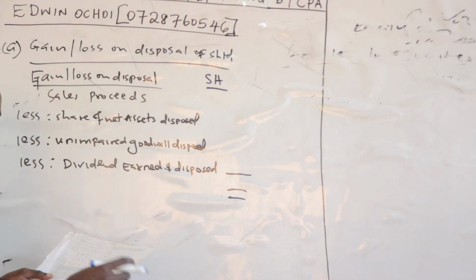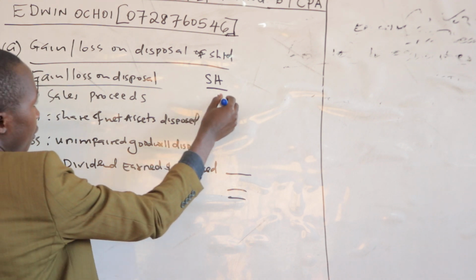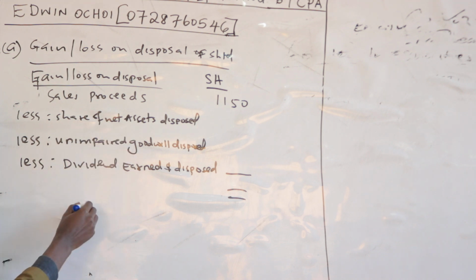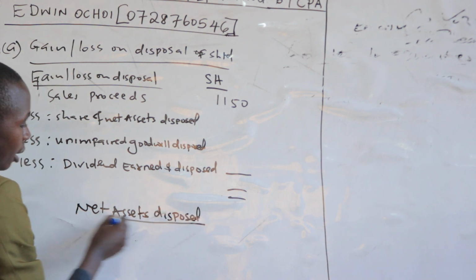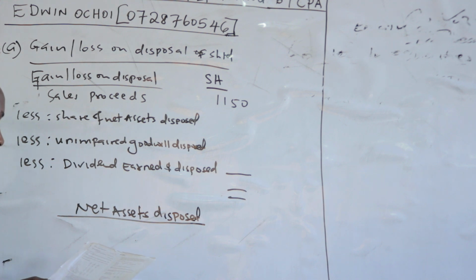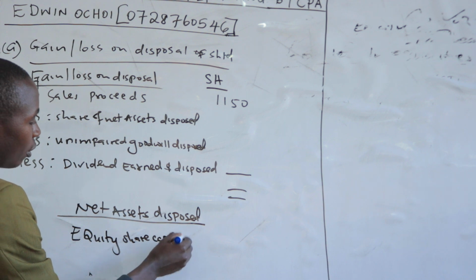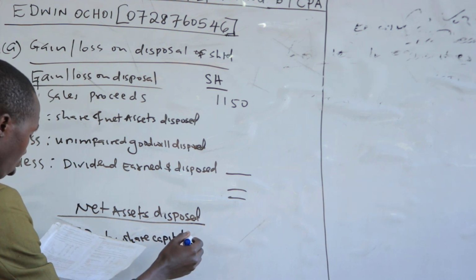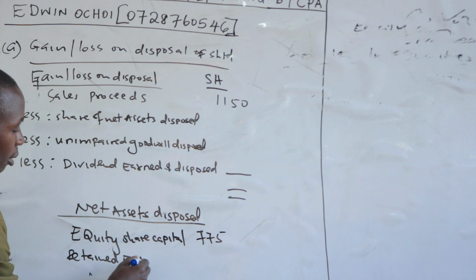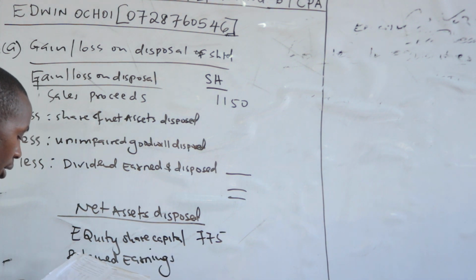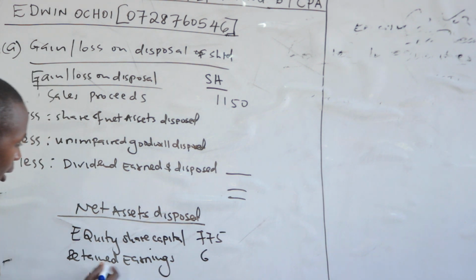So this is how I check for the gain or loss on disposal. The sales proceeds, according to additional information number 2, are given as 1150. On the net assets disposed, remember in additional information number 1 they provided net assets of 1400, comprising the equity share capital of 775, and then the retained earnings, which we are supposed to use as at the disposal date.